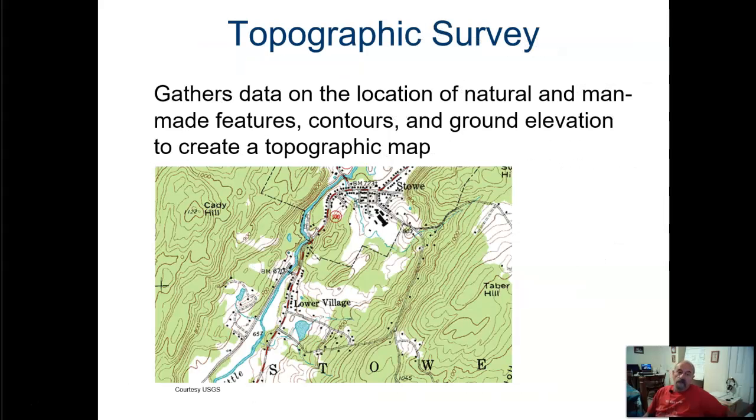This is an example of a topographic map for the area surrounding Stowe, Vermont. The contour lines indicate lines of constant elevation.